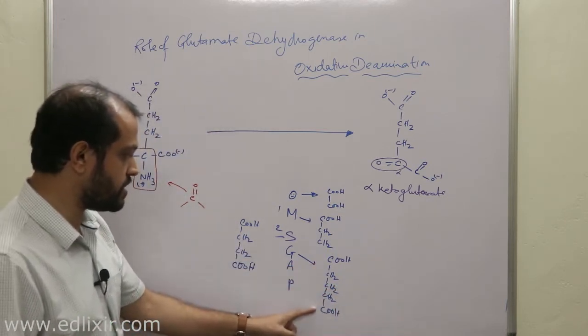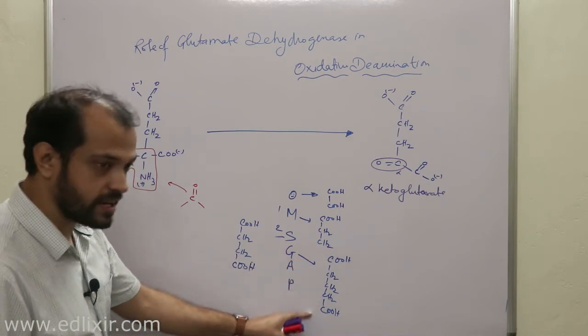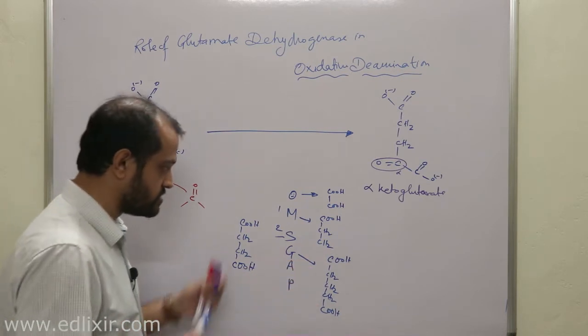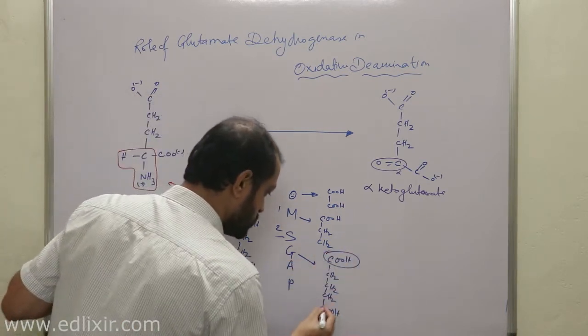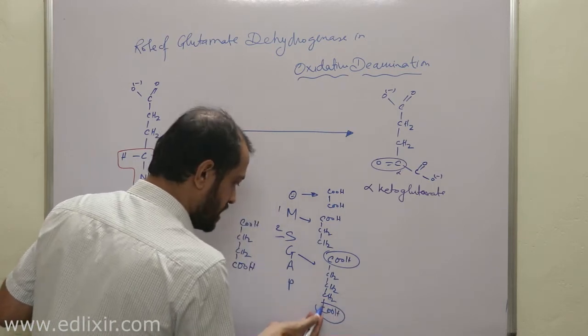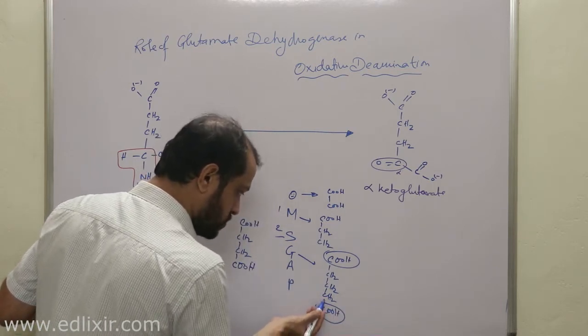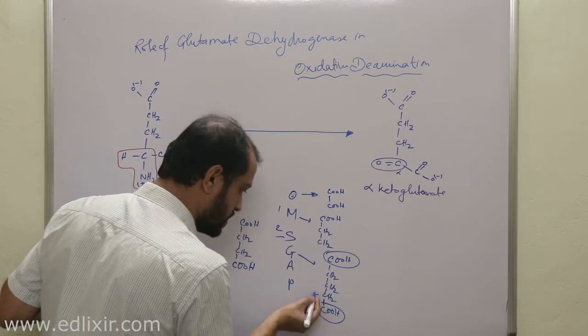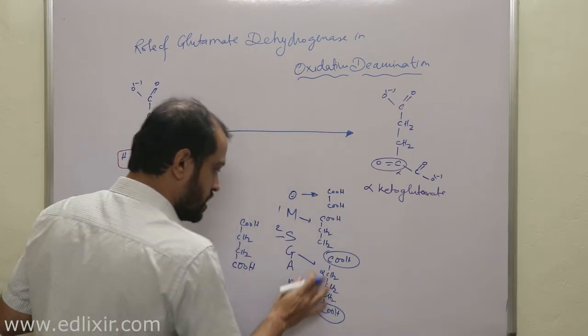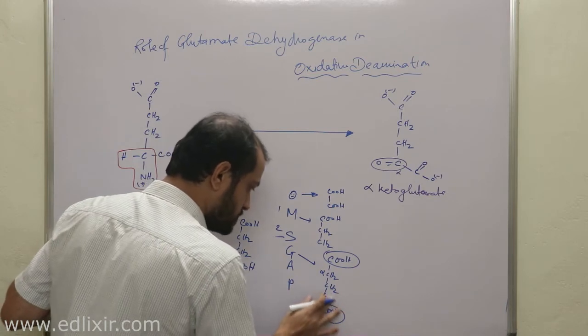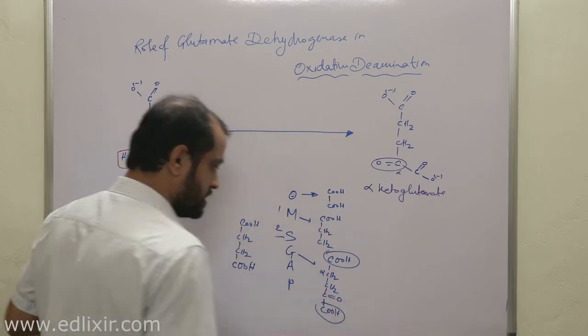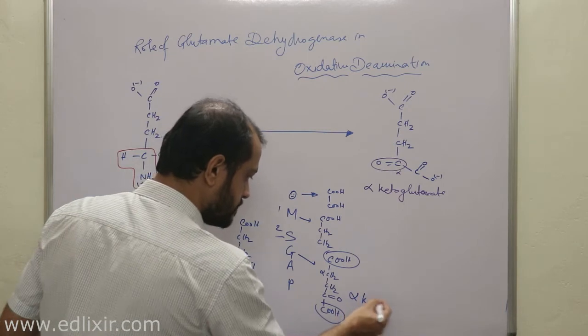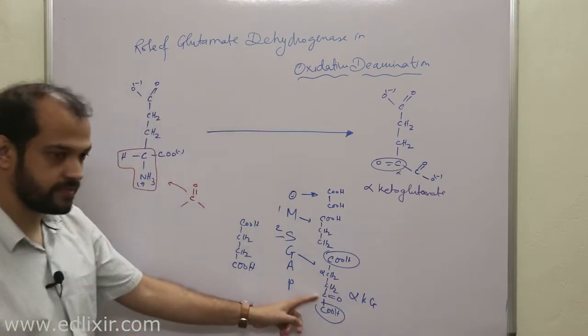Now an important point: if you want to convert this glutaric acid into alpha ketoglutarate, this is the only functional group, and the carbon just beside the functional group is the alpha carbon. So there are 2 alpha carbons. If you convert one of the alpha carbons into a keto group, then it is alpha ketoglutarate, alpha KG.